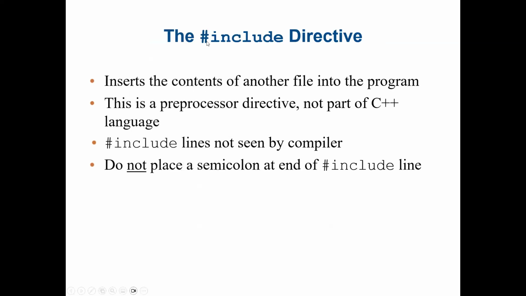We also have what we call the #include, and we saw the normal include directive in our previous program. So normally we insert the content of another file into the program. In our case, we were including the iostream. Also, I can have my own file that I have in the program. I can include it, for example, a header file, source file, etc. So always to insert the content of another file into a program, we use #include. And this is a preprocessor directive, not part of the C++ language. So #include lines are not seen by the compiler. Also, do not place a semicolon at the end of the #include.